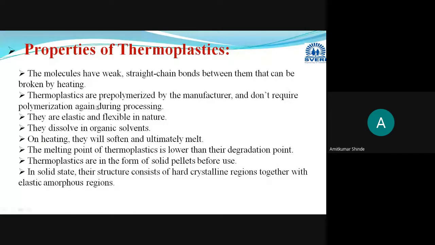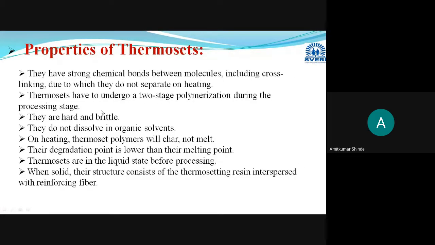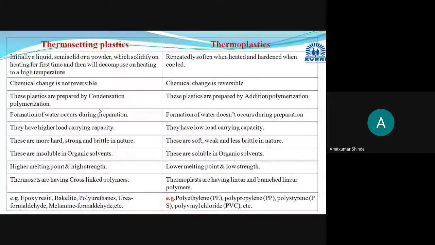Instead of reading these properties, I will go through the properties in short, because I have made one separate slide here. Okay, this is one separate slide I have made here. Here I have done the comparison of thermosetting plastics and thermoplastics.